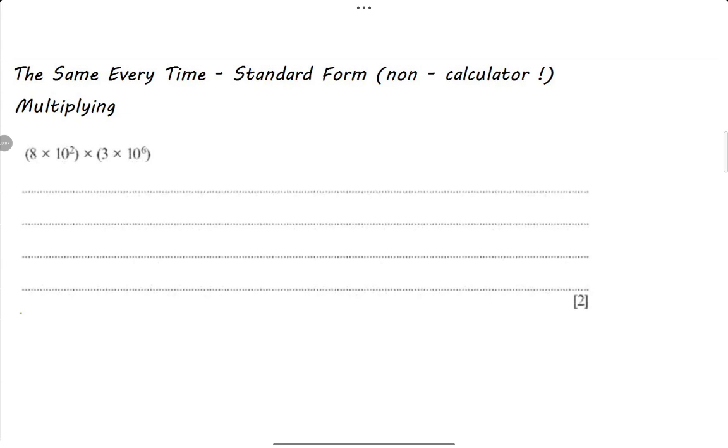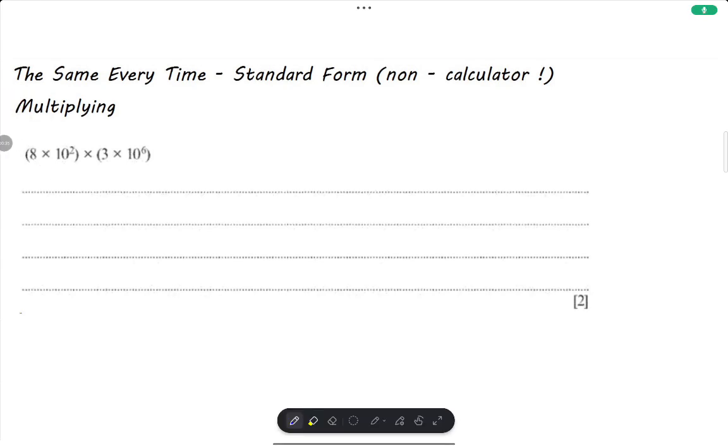GCSE Maths, looking at the kind of questions that, apart from the numbers, are the same every time. In this set of videos, we're looking at standard form. We're going to be trying to do standard form non-calculator, and we're going to be looking at how to multiply, divide, add, subtract numbers that are written in standard form.